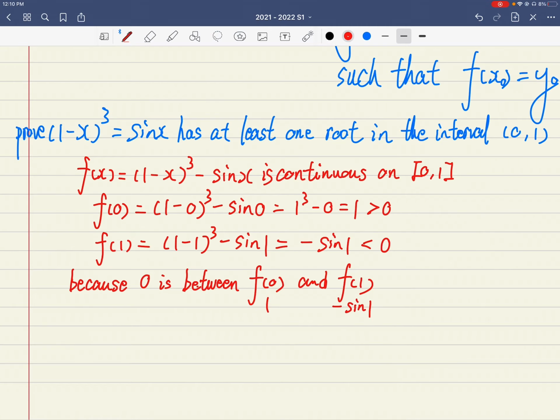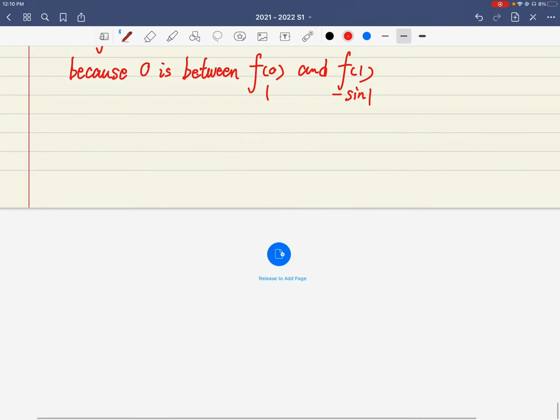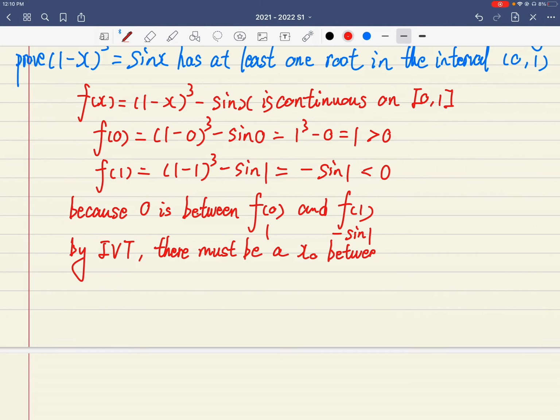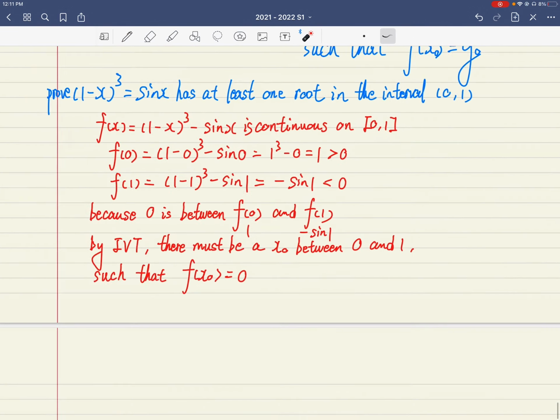Because 0 is between this positive number and negative number, by the intermediate value theorem, by the IVT, there must be an x naught between 0 and 1 such that f(x0) is 0.